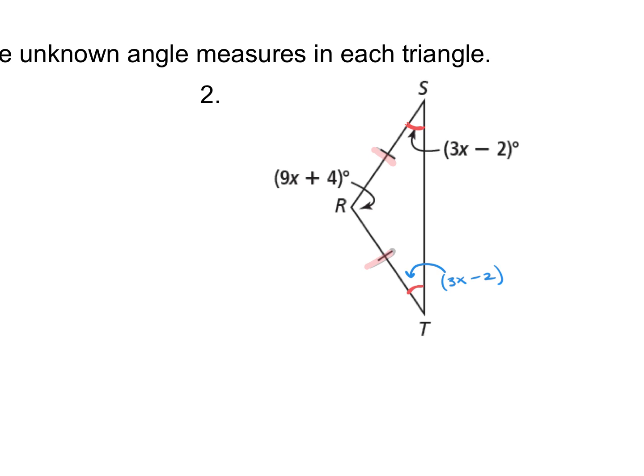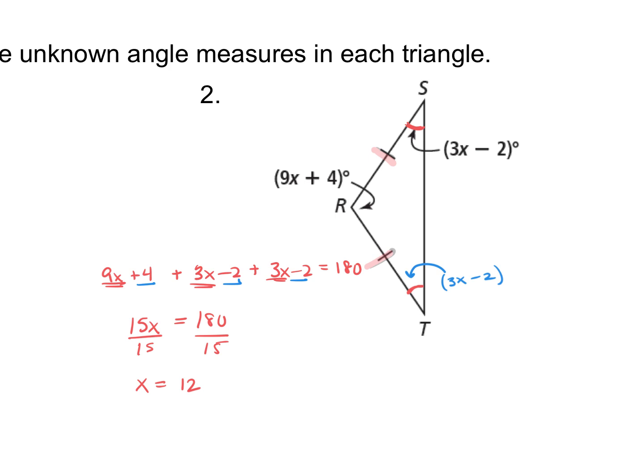All right, so we're going to take our angles 9x plus 4 plus the other angle, 3x minus 2, plus the third angle, 3x minus 2. And if we add up our three angles, we will get 180 degrees. From here, we'll just combine our like terms. We have 9x plus 3x is 12x, plus another 3x is 15x. Then we have 4 minus 2 is 2, and 2 minus 2 is 0. So we just have 15x plus 0, or 15x equals 180. And then our last step is we will divide by 15 to get our X value.